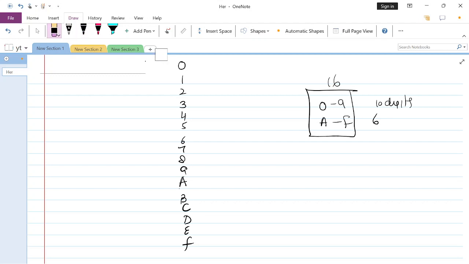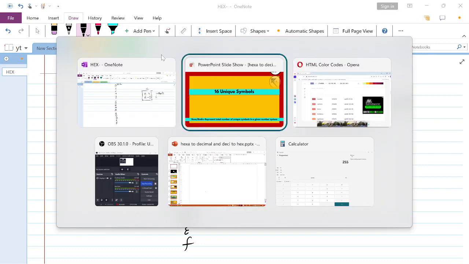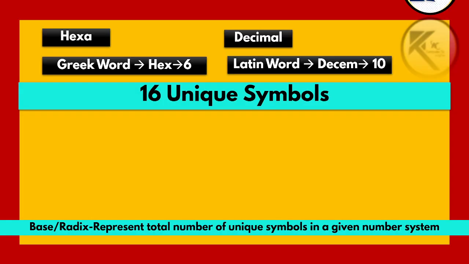Now, the question arises, what is the numerical significance of these numbers? But let's complete this part first.